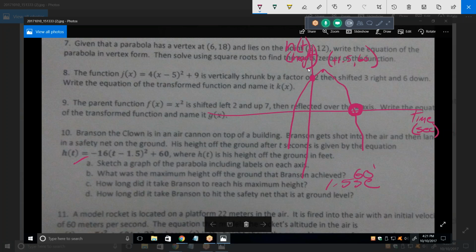What's the height when he hits the ground? 0. So we're going to make that 0 and solve for t. So let's do that. We got 0 equals minus 16 (t minus 1.5) squared plus 60. So let's solve that equation for t. And notice we're going to get two answers. One of them is that one, and the other one is that one.